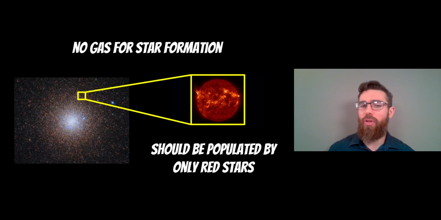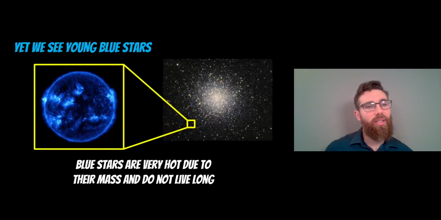There's no way for new stars to form, but you can probably see, looking at that particular image there, that there are blue stars in there. So we can see these blue stars, and we call these kind of blue straggler stars.